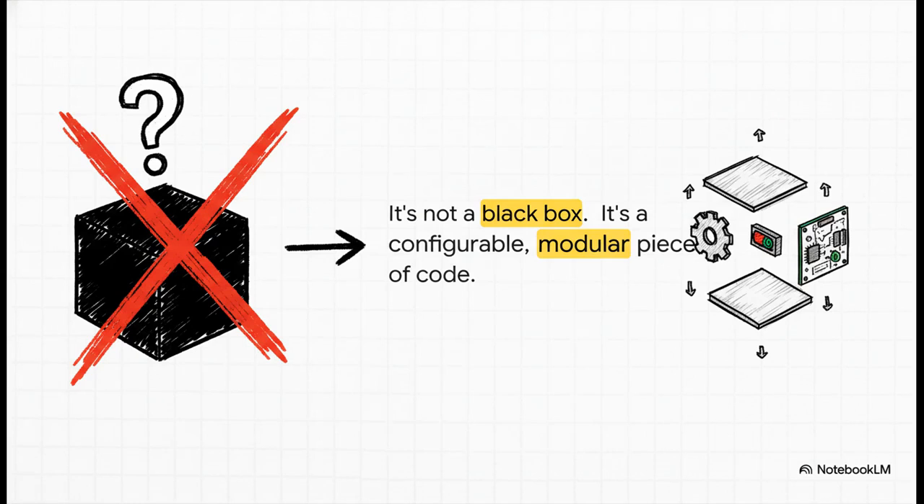Now, this is the most important part. This block is not some mysterious black box we can't understand. It's a piece of software. It's modular, it's configurable, and by looking at its code, we can see the exact decisions and trade-offs that engineers are making when they build these things.